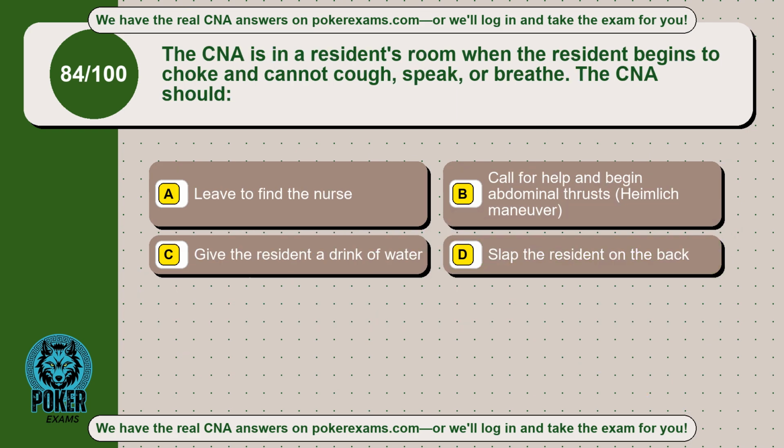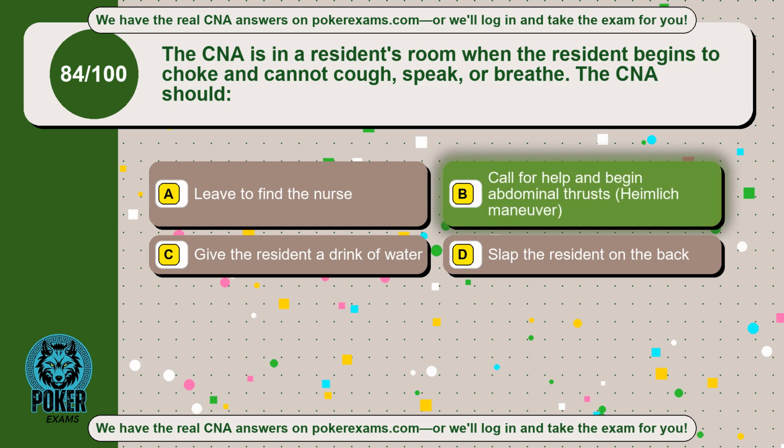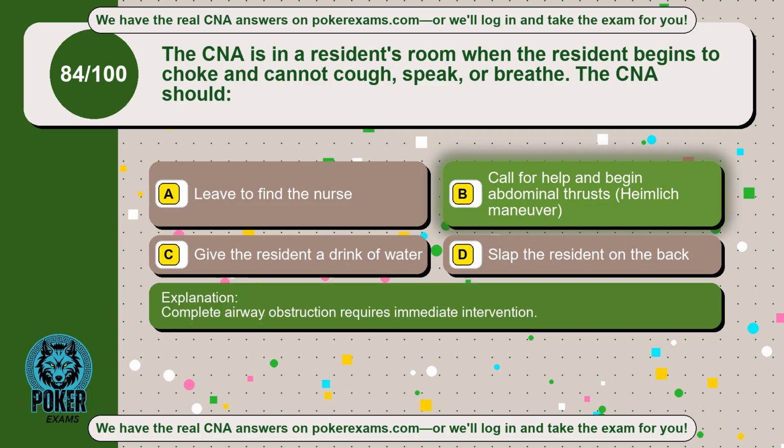Question 84. The CNA is in a resident's room when the resident begins to choke and cannot cough, speak, or breathe. The CNA should: Option A, leave to find the nurse. Option B, call for help and begin abdominal thrusts, Heimlich maneuver. Option C, give the resident a drink of water. Option D, slap the resident on the back. The correct answer is option B. Call for help and begin abdominal thrusts, Heimlich maneuver. Complete airway obstruction requires immediate intervention.